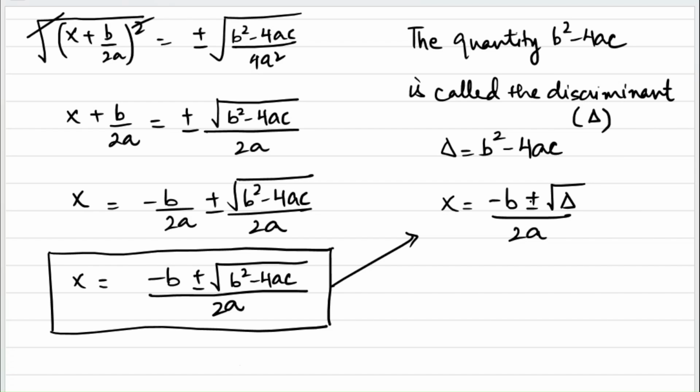Whenever you are solving equations, you can first find this delta or discriminant by the b square minus 4ac formula, and then you can find the values of x by this formula, which is called the quadratic formula to solve quadratic equations.